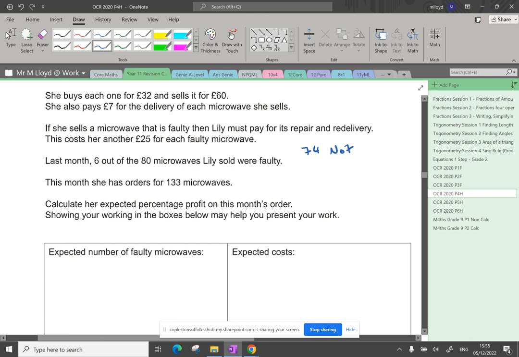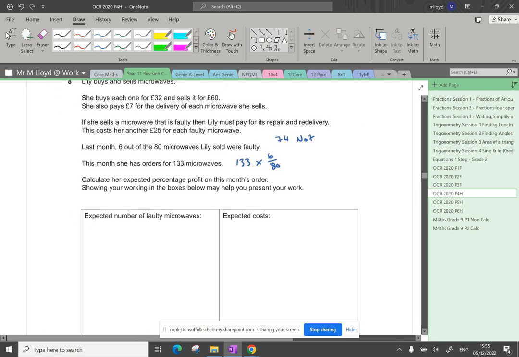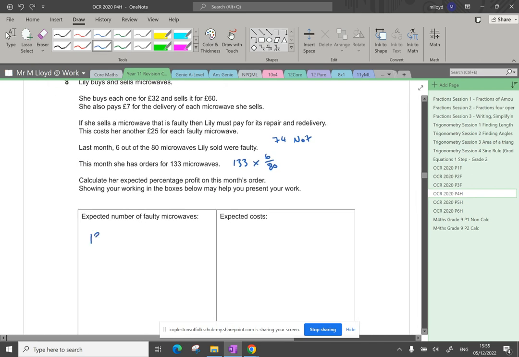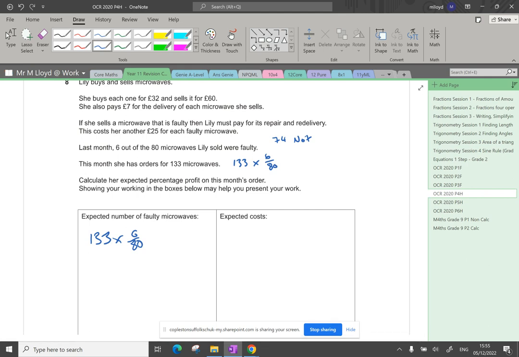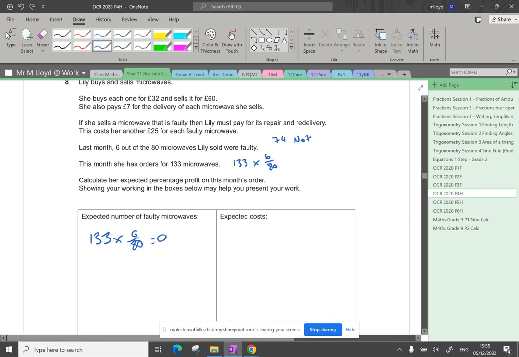Okay, so we need to do 133, I suppose, times by 6 over 80 to work out how many we're going to have faulty. And actually, this sets it up nicely. Expected number of faulty microwaves. We can put it in the box. 133 times by, and I'm going to put that in a fraction, 6 over 80 gives me 9.975. So I'm going to expect 10 faulty microwaves.